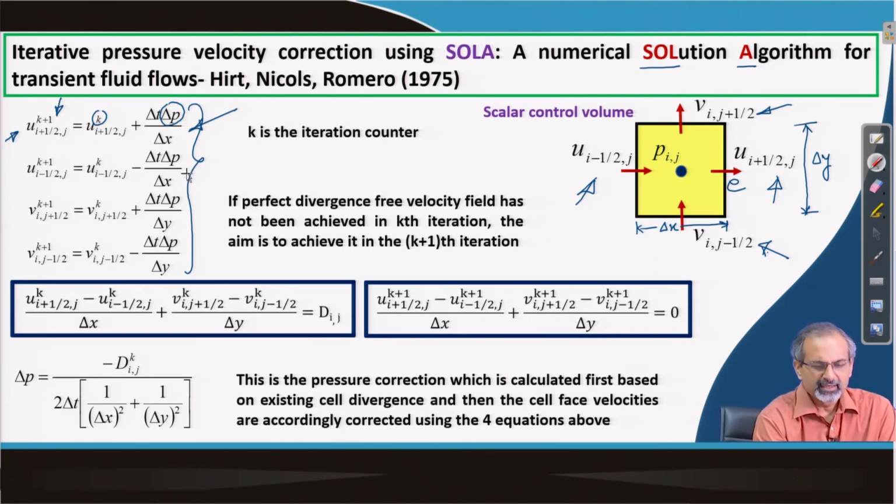Now, similarly, u at i minus half j would be calculated based on the kth value minus the delta t delta p by delta x term. So, this is how the u's at the east and west faces would be updated.